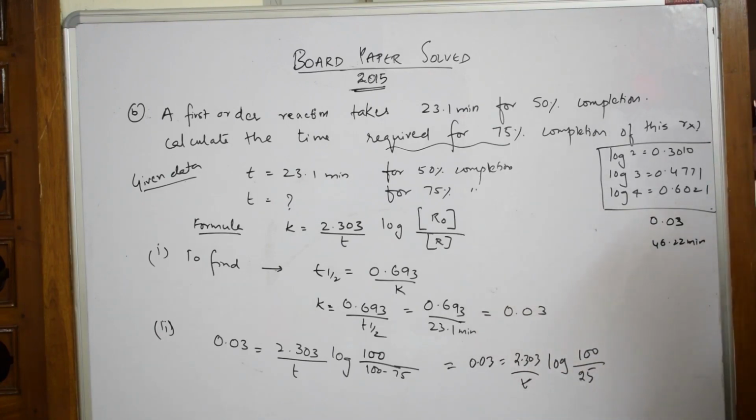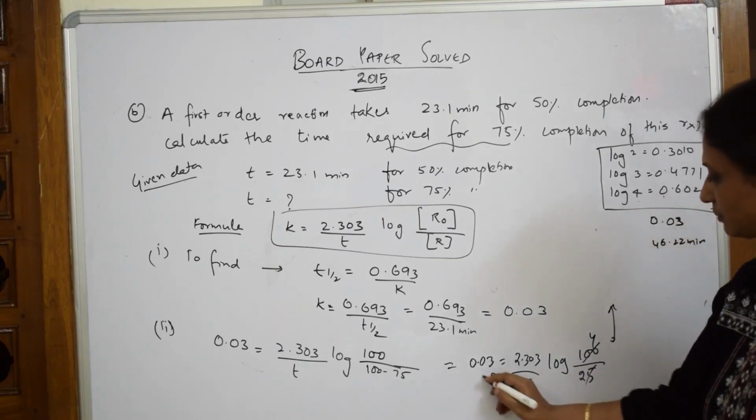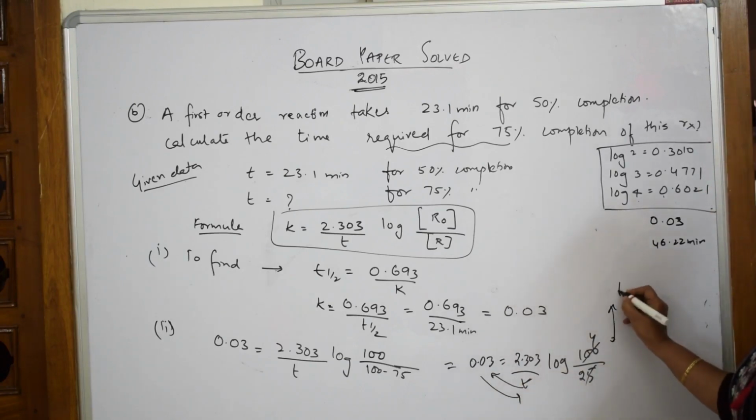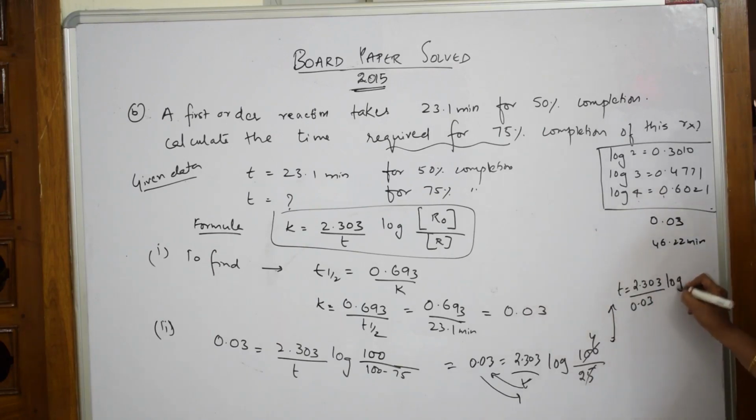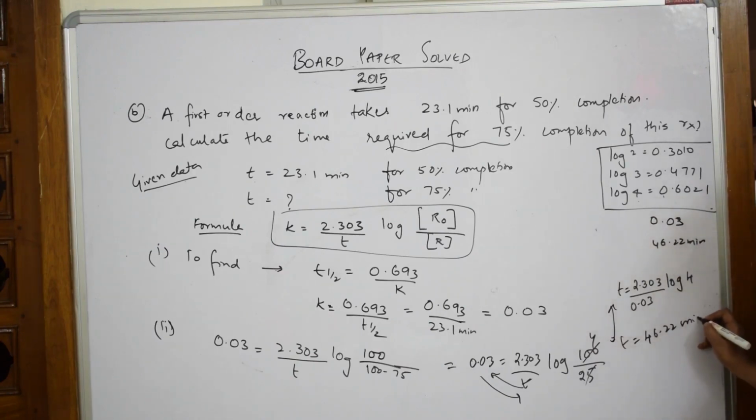Now this becomes how much? 25 ones are 25, fours are 100. So it has become log 4. Now what is log 4? It is 0.6021. Yes. Just send this t above and get this down. What do you get? t is equal to 2.303 by 0.03 times log 4. So log 4 value is already given. When you multiply, you get an answer of 46.22 minutes.